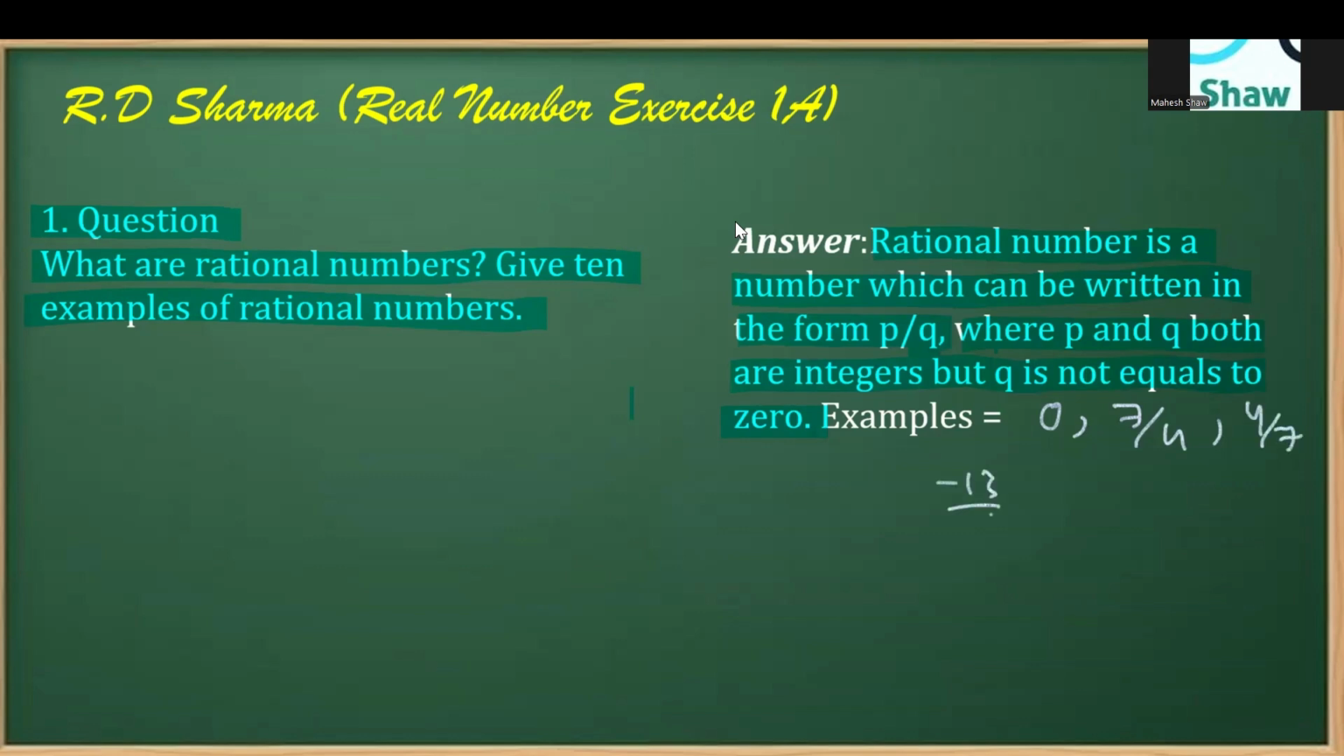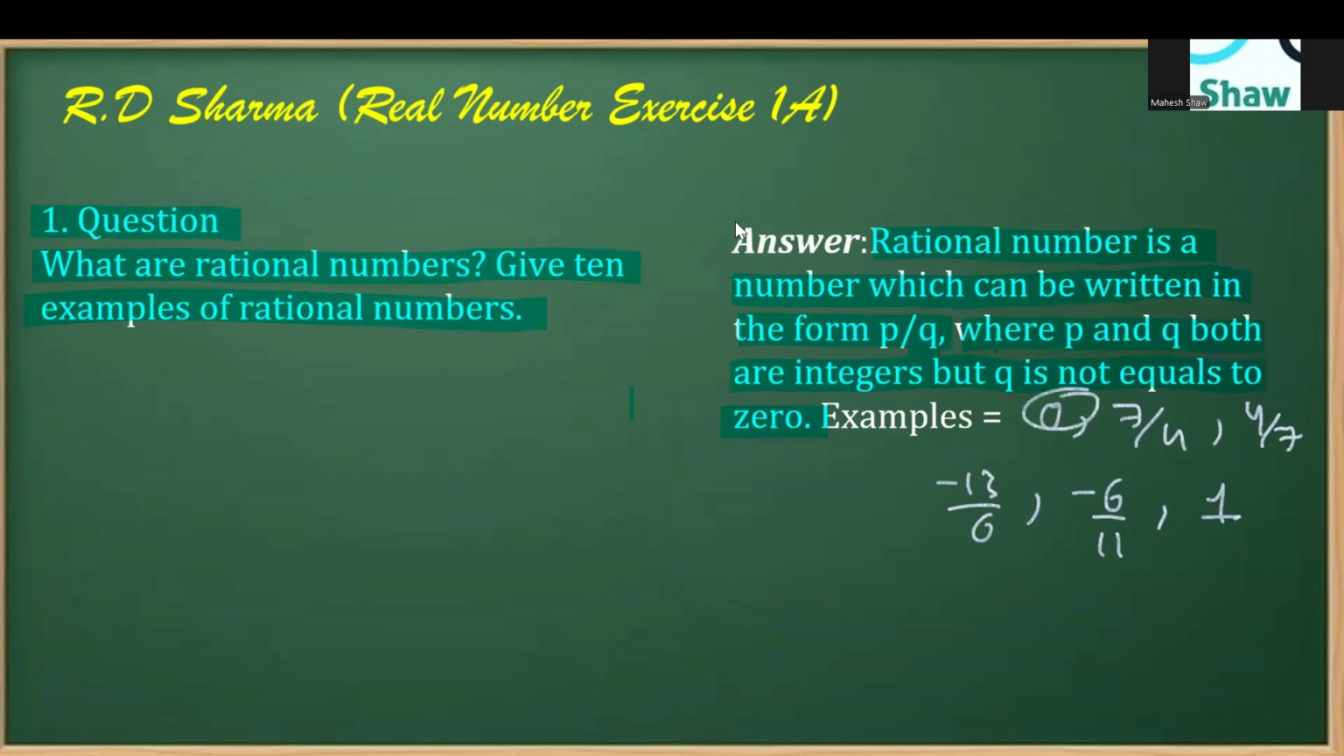Minus 13 by 6 is a rational number, minus 6 over 11 is a rational number. Make sure you write this in the form of P by Q such that P and Q do not have any common factor. In fact, 1 is a rational number. Why so? Because 1 can be written as 1 by 1.